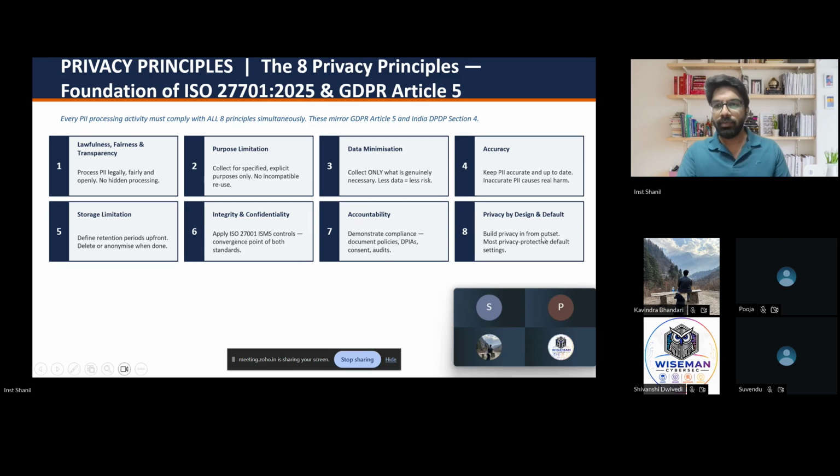The last one is privacy by design and default. Build privacy in from the outset, with the most privacy protective default settings. So you should build a privacy control for the entire organization, not for one or two controls, but for the entire organization. Whatever private data is being held, the privacy structure should be designed in such a way that the entire private data is secured by the company.